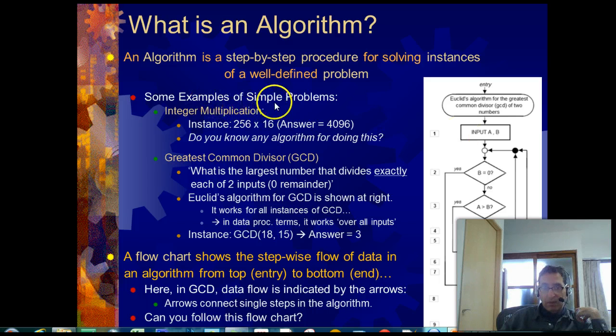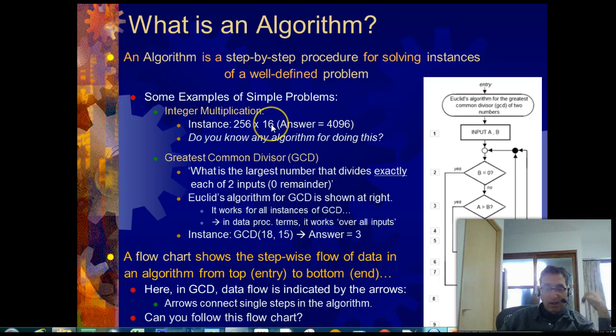Okay, some examples of simple problems. Integer multiplication. So we're going to talk about greatest common divisor next, but another example is integer multiplication. So you take this number and you want to multiply it by this number, and you need to come up with an algorithm for doing that.